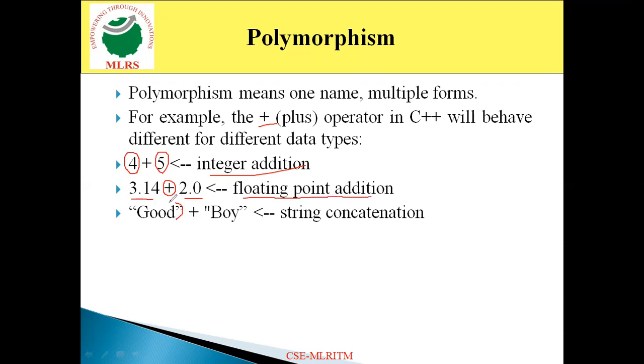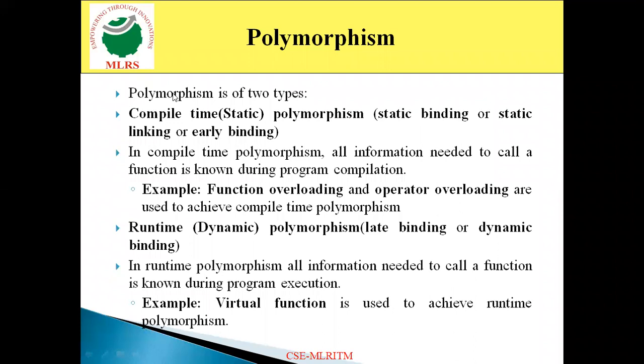Take the third case: those two values may be strings, so the plus operator is going to perform string concatenation. Look at this. The same plus operator is performing multiple actions. That is what polymorphism means: one name, multiple actions. How it is implemented, before we discuss that, let us look at the types of polymorphism.